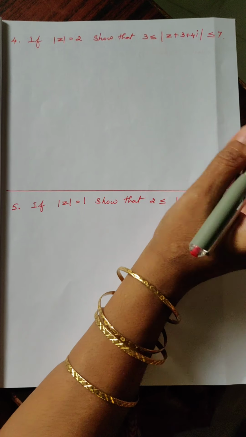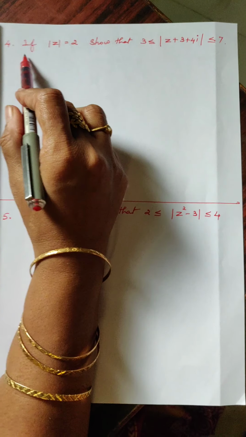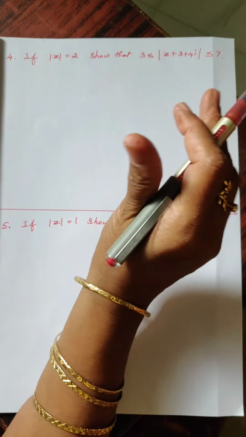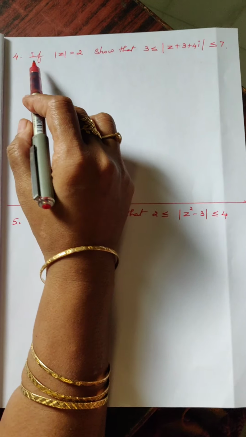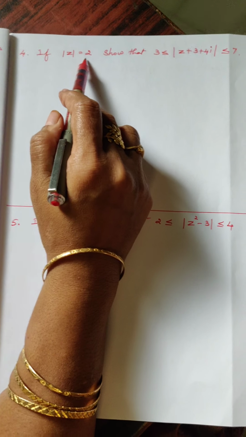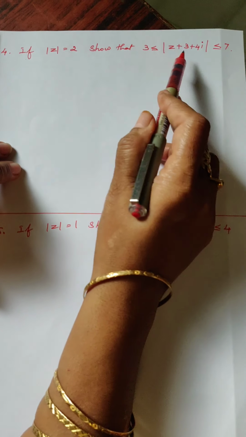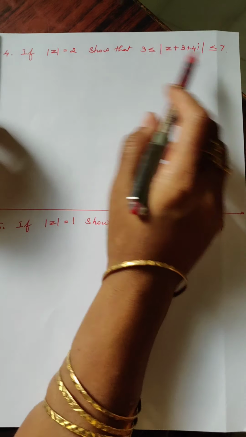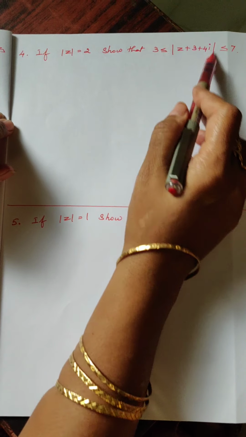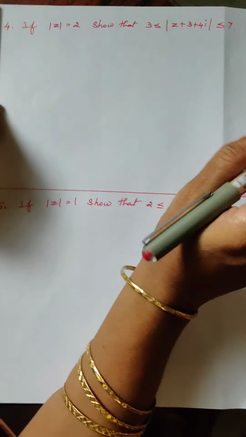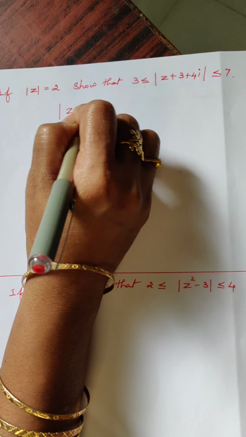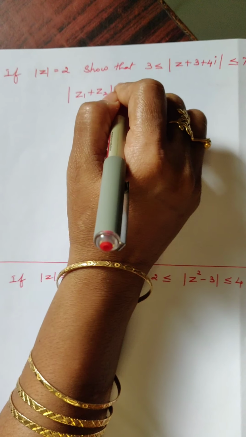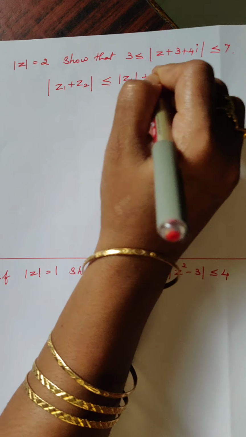Next, we are going to discuss the fourth sum. If modulus of Z is equal to 2, see here, I am taking many different sums, and they are always confusing, so observe carefully. If modulus of Z is equal to 2, show that 3 is less than or equal to this part, which is less than or equal to 7. I want to show that the modulus of this complex number lies between 3 and 7. How do we do this problem? Let me show the result once again. You know that modulus of z1 plus z2 is less than or equal to modulus of z1 plus modulus of z2.